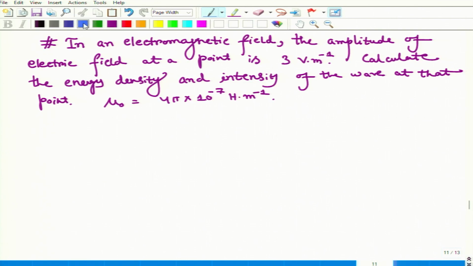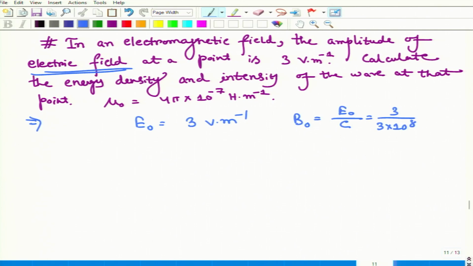That is given, right? The amplitude is given, but it is for the electric field, not the magnetic field. That means E naught is given as 3 volt per meter. So what will be B naught? B naught should be E naught by C, so 3 divided by 3 into 10 to the power 8. The unit will be Weber per meter square. So it will be 10 to the power minus 8 Weber per meter square. This is B naught.